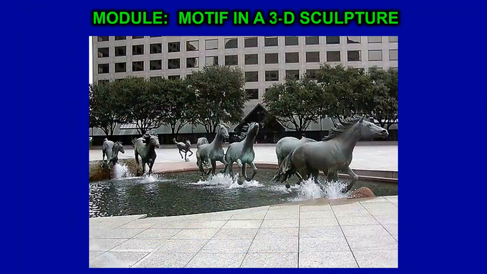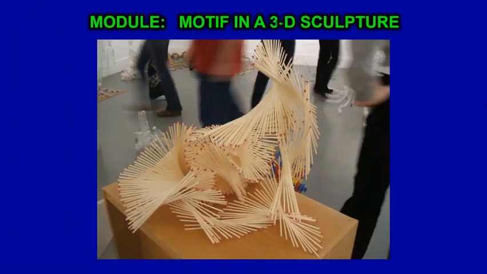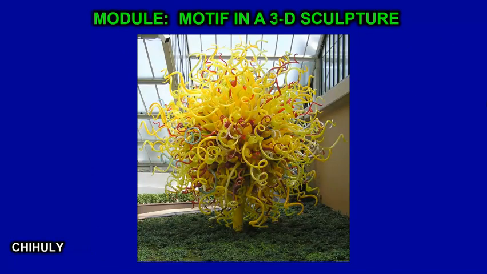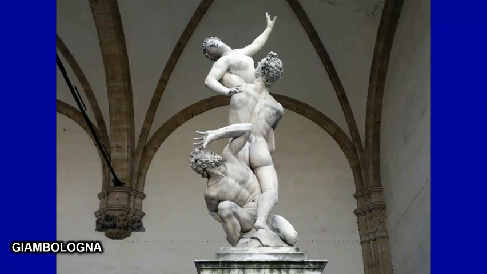Now, when you get into sculpture, the thing that's repeated is called a module. So in this sculpture right here, it's the horses that are the module. They are the ones that are repeated over and over. In this sculpture, it is the matchstick that is the module that is repeated. And in this sculpture, it is the ovals that are repeated. And in this Chihuly sculpture, it is the squiggles that are repeated. The squiggles are the module. The figures are the module that are repeated.